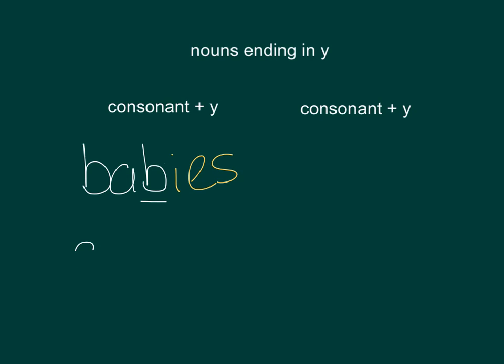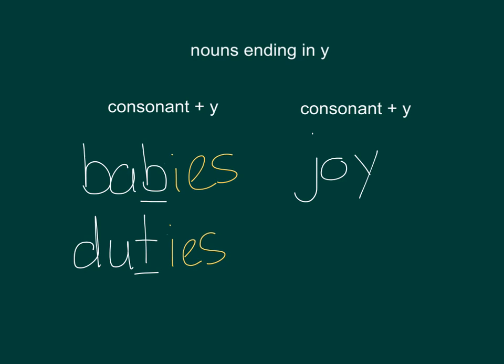In another example, we have the word duty. In the word duty, the letter T comes before the Y. Once again, we need to remove the Y, changing the Y to I and adding ES. In another example, we have the word joy. The word joy also ends in Y, however, the letter before Y is a vowel. In this situation, we only need to add an S. The second example for this one would be the word monkey. In the word monkey, once again, the letter before the Y is a vowel and all we need to do is add an S.